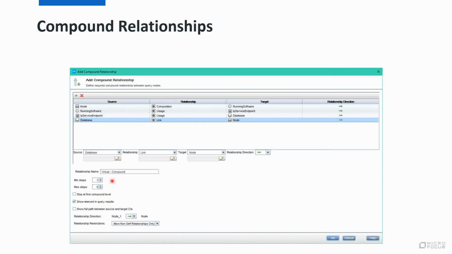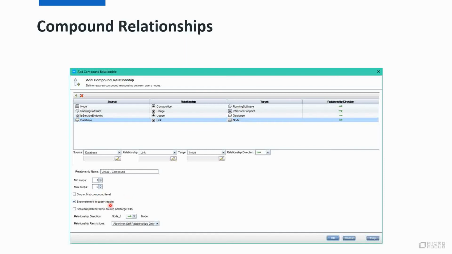And you can also set your minimum and maximum steps. So for example, a node connected to running software, connected to an IP service endpoint, connected to a database, connected to another node, where that node is also connected to a running software, which is connected to an IP. So it'll chain them together. Those are the compound levels that we're talking about. And you can stop at the first one.